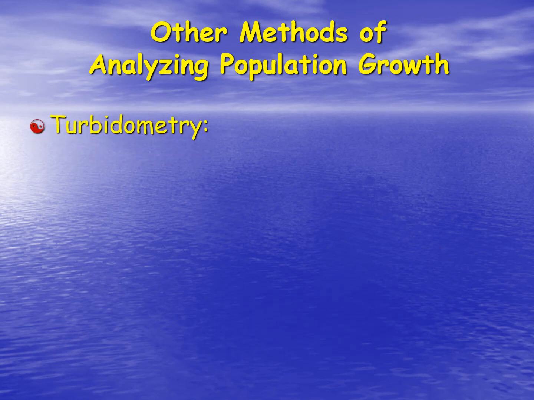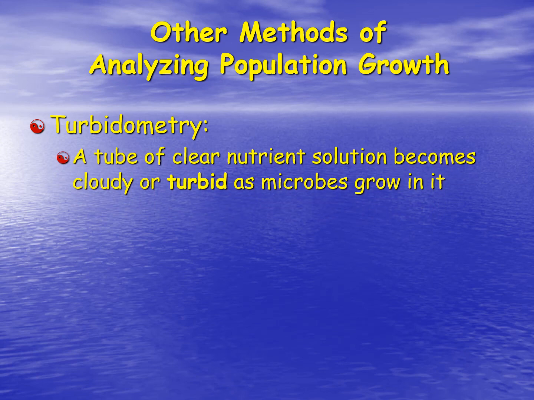Now, I can actually measure growth by looking at how many microorganisms are in there. An indirect method of that is turbidity. Turbidity is simply how cloudy a substance is. And the more microbes that are growing, the more turbid a solution or the media becomes. So a tube of clear nutrient solution becomes cloudy or turbid as the microbe numbers increase.